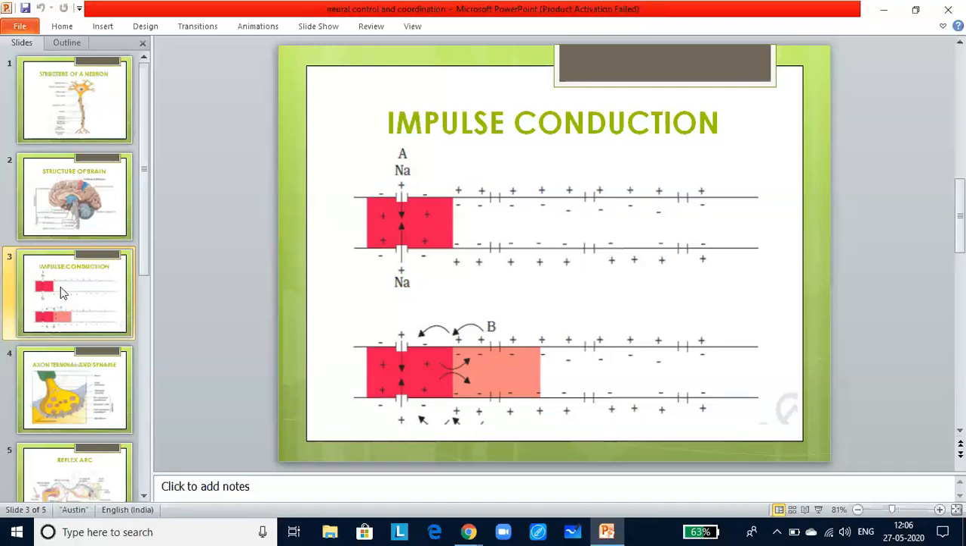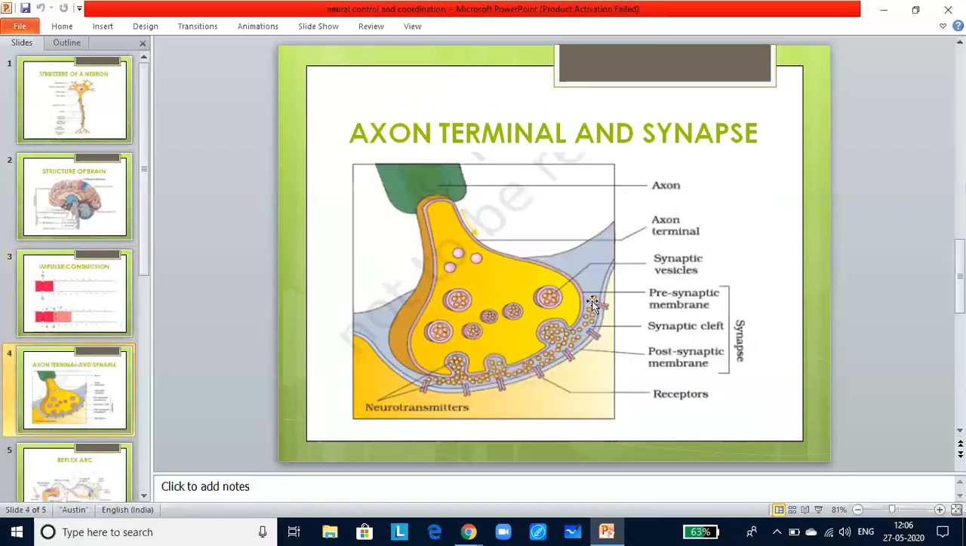The rise in the stimulus induced permeability to sodium ion is quickly followed by a rise in permeability to potassium ions. Within a fraction of a second, potassium ions diffuse outside the membrane and restore the resting potential of the membrane. Now let us look at what happens to the impulses at the axonal terminal.